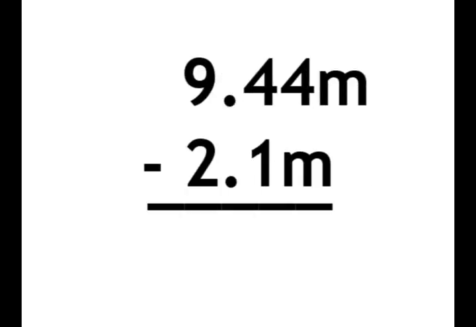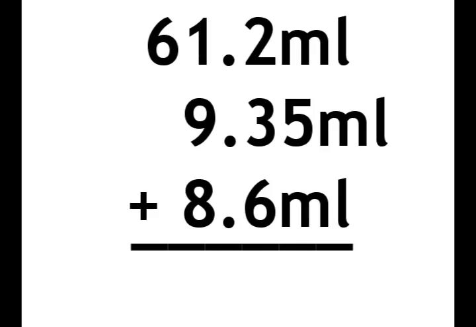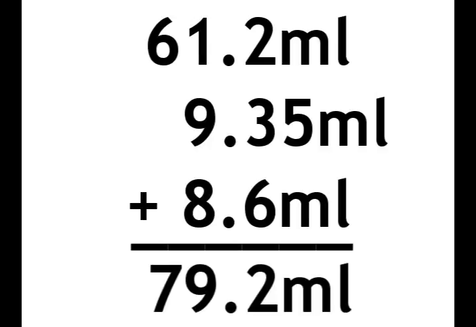Let's review some practice problems and answer them in significant figures. What is 9.44 meters minus 2.1 meters? The answer is 7.3 meters. What is 61.2 milliliters plus 9.35 milliliters plus 8.6 milliliters? The answer is 79.2 milliliters.